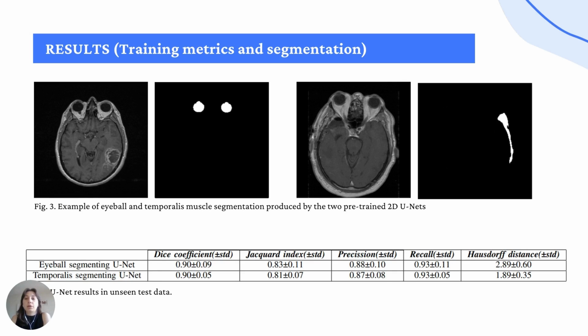We were able to produce accurate segmentations of both eyeball and temporalis muscle, and you can see the example predictions on the screen. Both models had a high dice coefficient of 0.9 and Jaccard index, which was over 0.8. The precision and recall for both models was similar and around 0.9. Finally, Hausdorff distance was small, 2.89 for eyeball model and 1.89 for temporalis, better than previously achieved for spine, masticatory, and lower abdominal muscles. Thus, these results show that the predicted image closely resembles the manual segmentation.